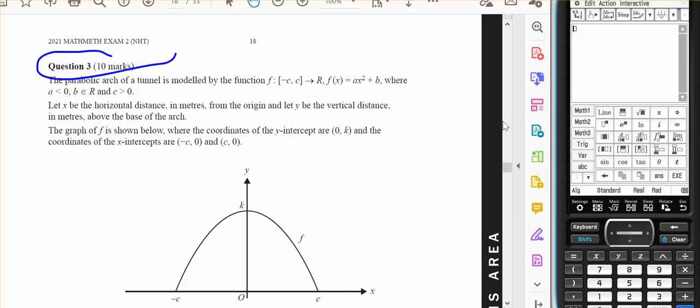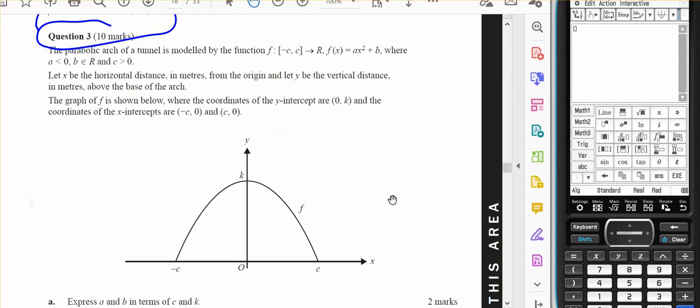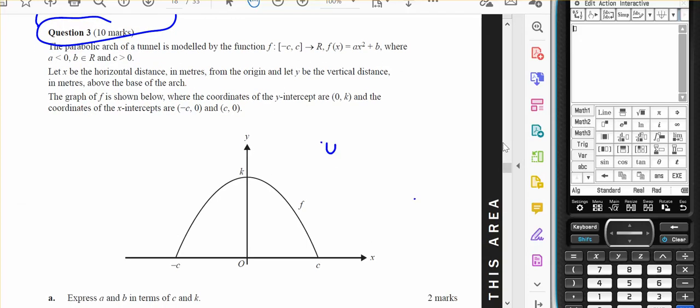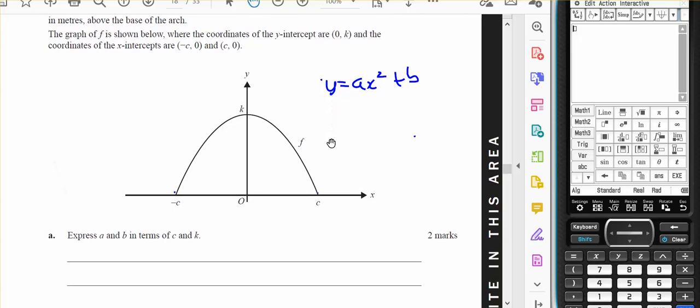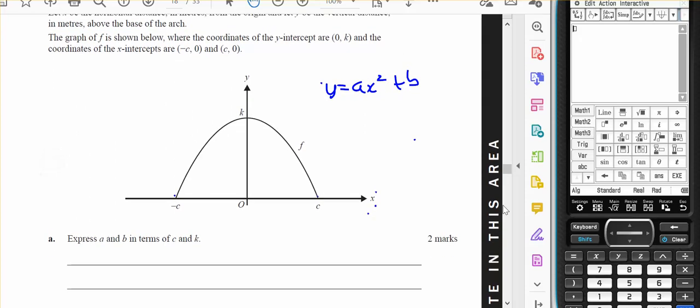Question number 3 in the Northern Hemisphere 2021 methods exam. So we have this parabolic arch and it's got the rule y equals ax squared plus b, and it's only going from minus c to c. Okay, a is positive, b can be any value. Express a in terms of c and k.